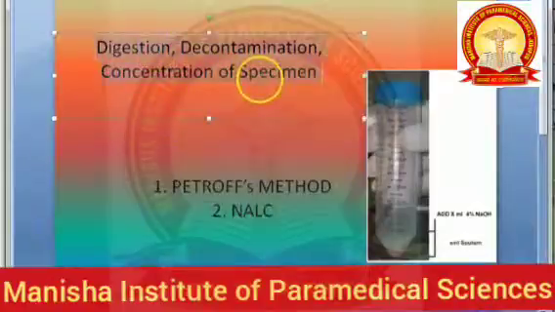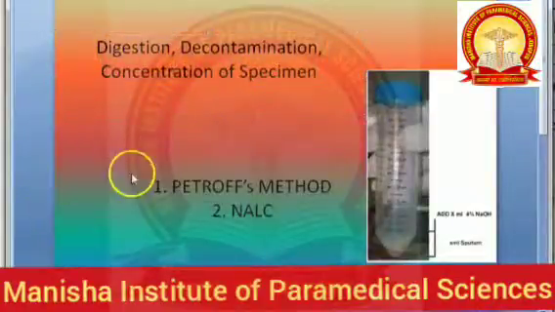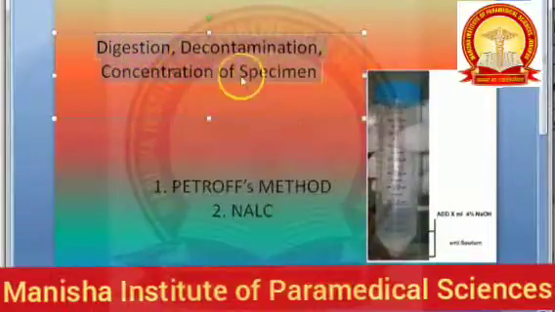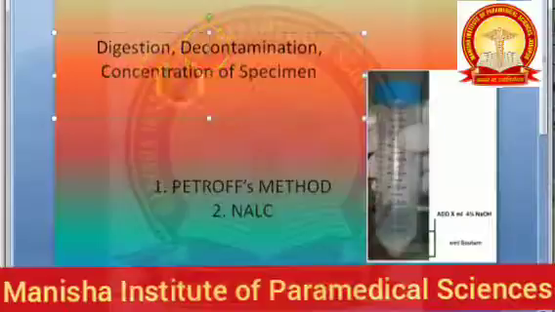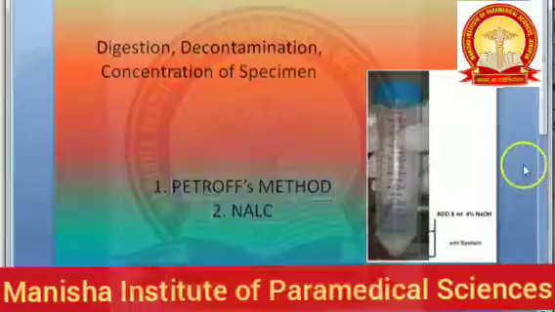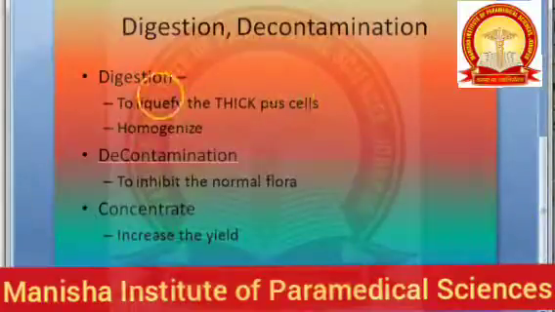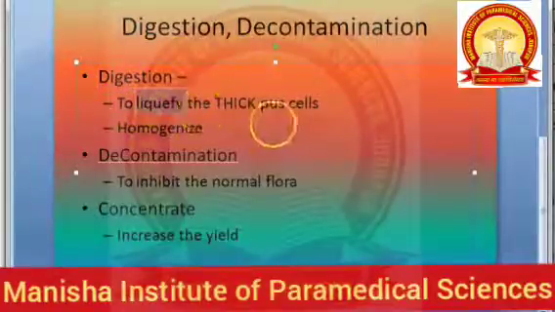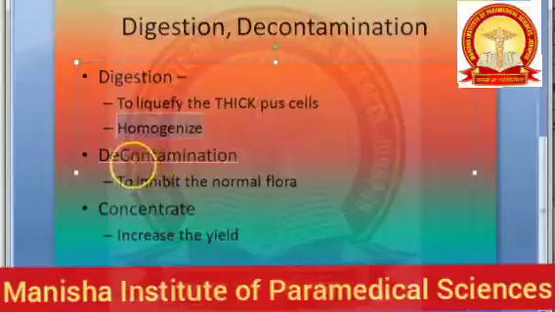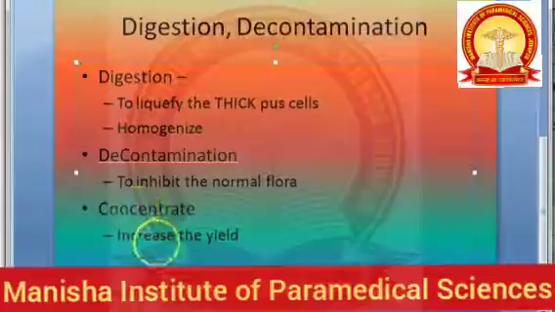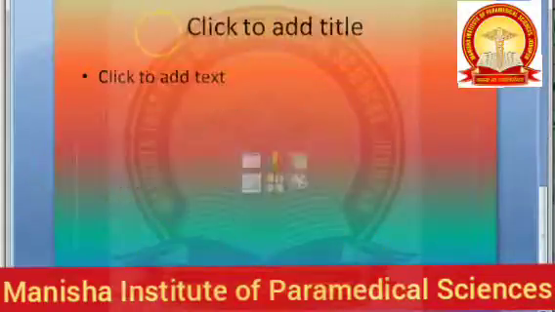So we were here. The whole idea of this video is to understand how you will process the specimen. The first thing you will do is digest, decontaminate, concentrate it. There are two methods available: Petrov method, NALC method. We will come to the details of that. First, understand why digestion is done. Digestion is to liquefy the thick pus cells and homogenize it, and decontamination is to inhibit the normal flora. Concentration is to increase the yield. Perfect. Now let's move on.